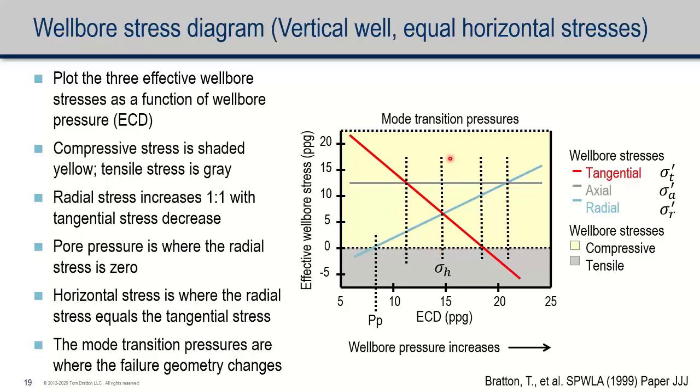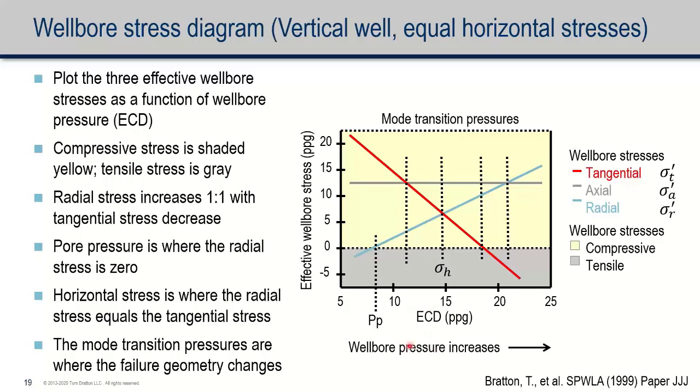I like to look at the same information in what I call a wellbore stress plot, where I'm plotting these three stresses as a function of wellbore pressure, or ECD, the equivalent circulating density. I originally did this work for drillers, and they tend to think in terms of mud density. But ECD is more than just the density of the mud. It includes the pressures of the pipe rotation and moving the pipe up and down, and the mud pumps going on and off.